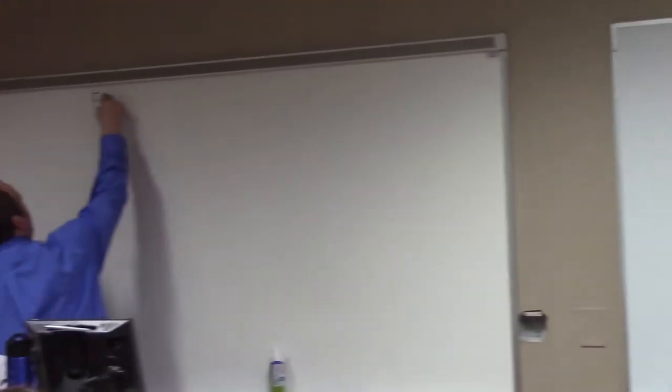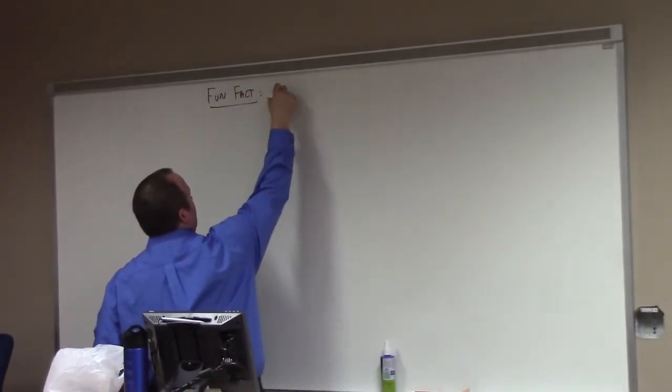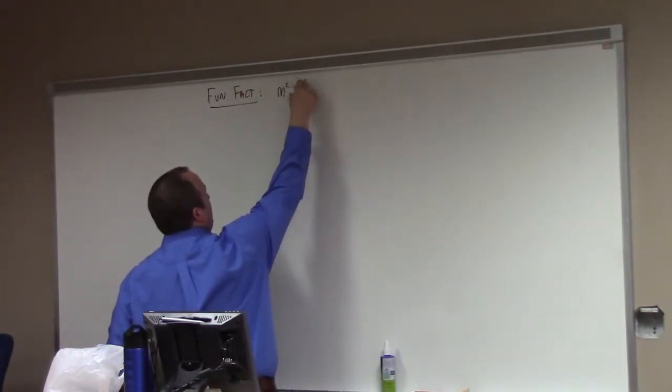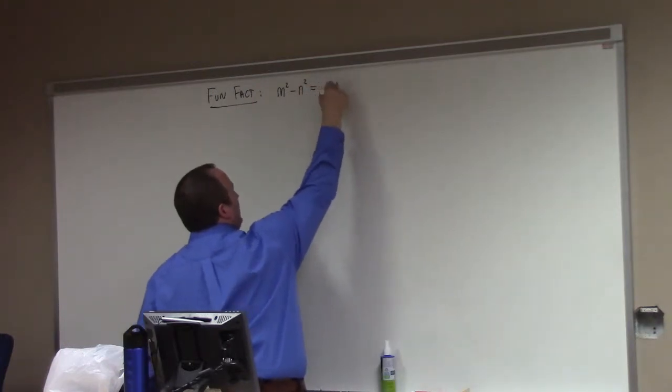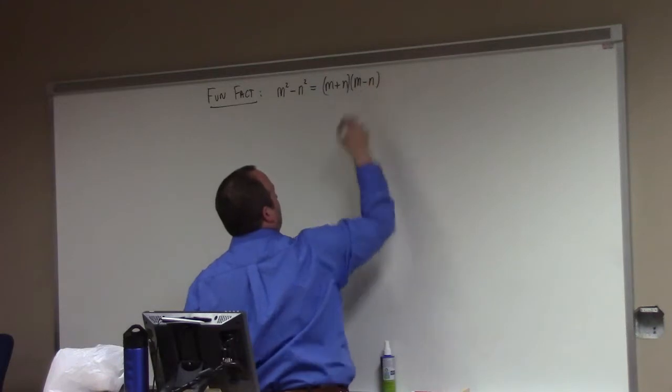So, fun fact. m squared minus n squared is (m plus n) times (m minus n).